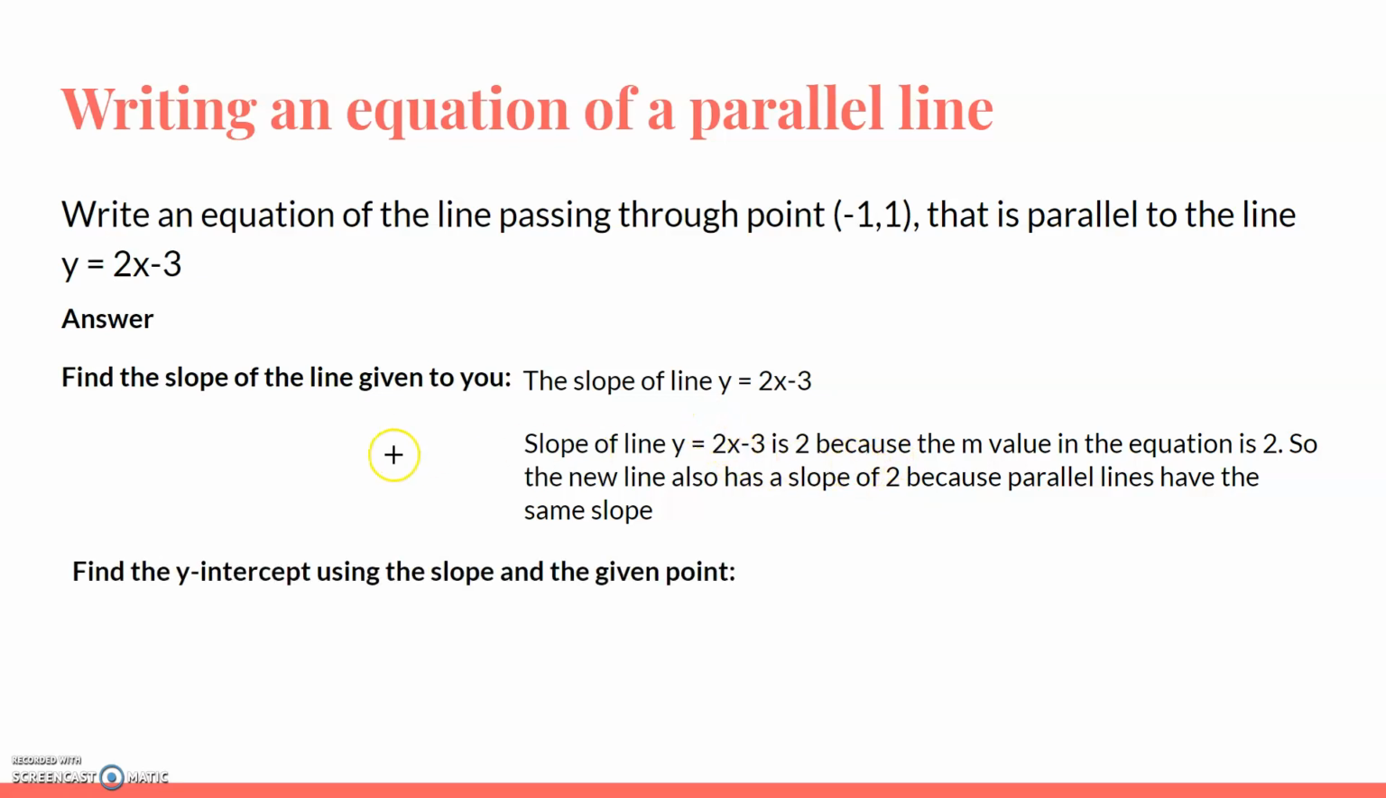Next, finding the y-intercept using the slope and the given point. We can use y equals mx plus b because we have our x and y coordinates and our slope. When we plug in our values, we get 1 equals 2 times -1 plus b, then 1 equals -2 plus b, and when we add 2 to both sides, we get b equals 3. Then the equation of our new line is y equals 2x plus 3. That's going to be our final answer.